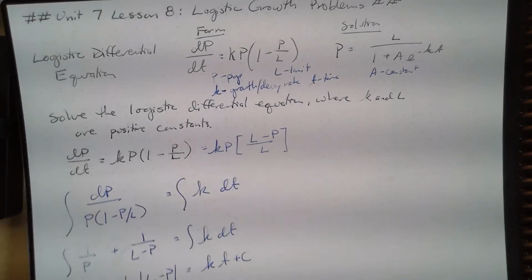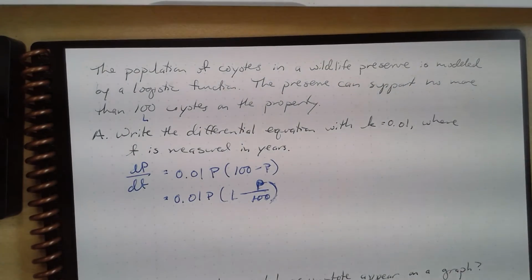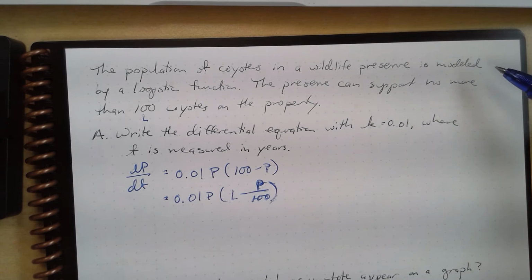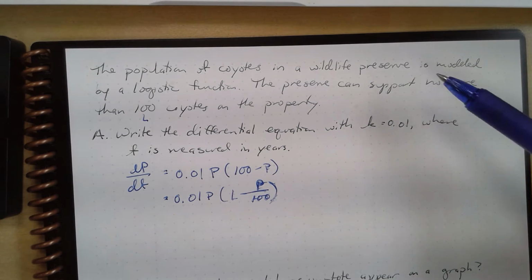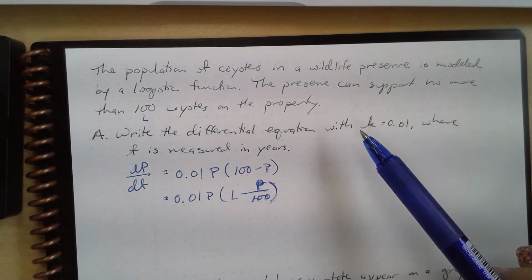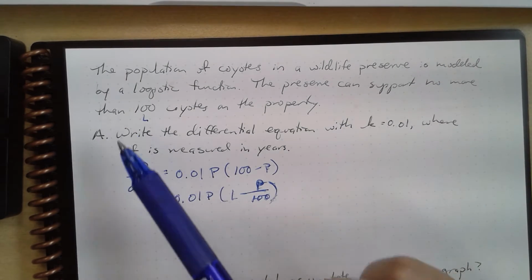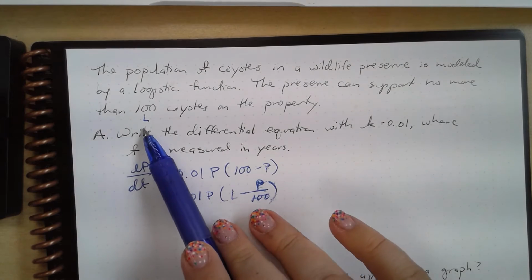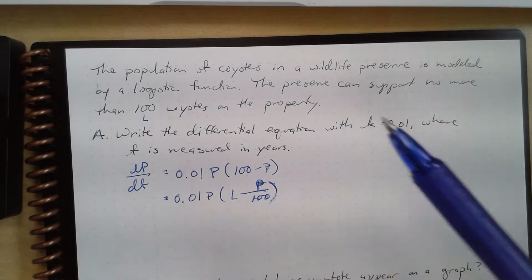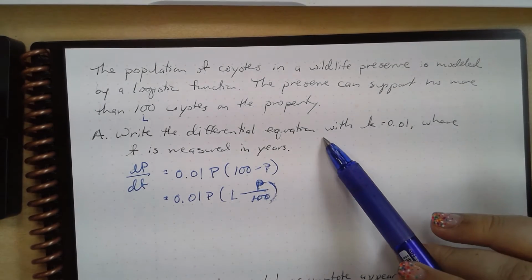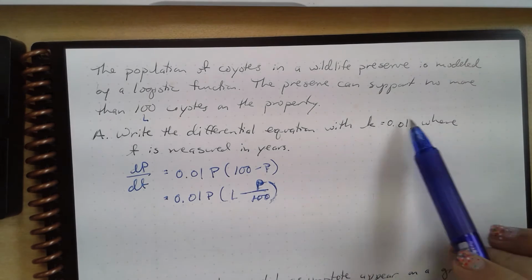So let's do a few problems here. The population of coyotes in a wildlife preserve is modeled by a logistic function. The preserve can support no more than 100 coyotes on the property. We already know by looking at this that if it can't support more than 100, our limit L is going to be 100. So we're asked to write the differential equation with k equals 0.01, where t is measured in years.